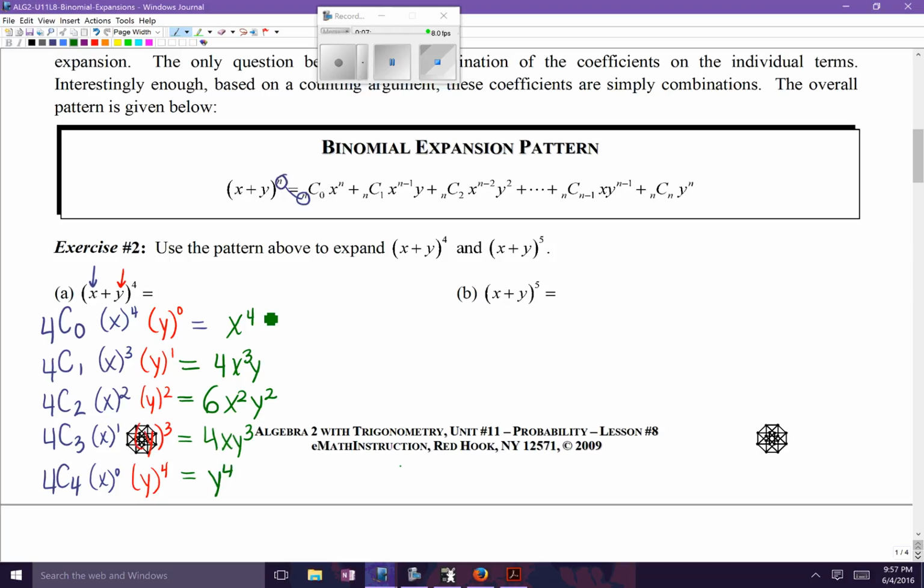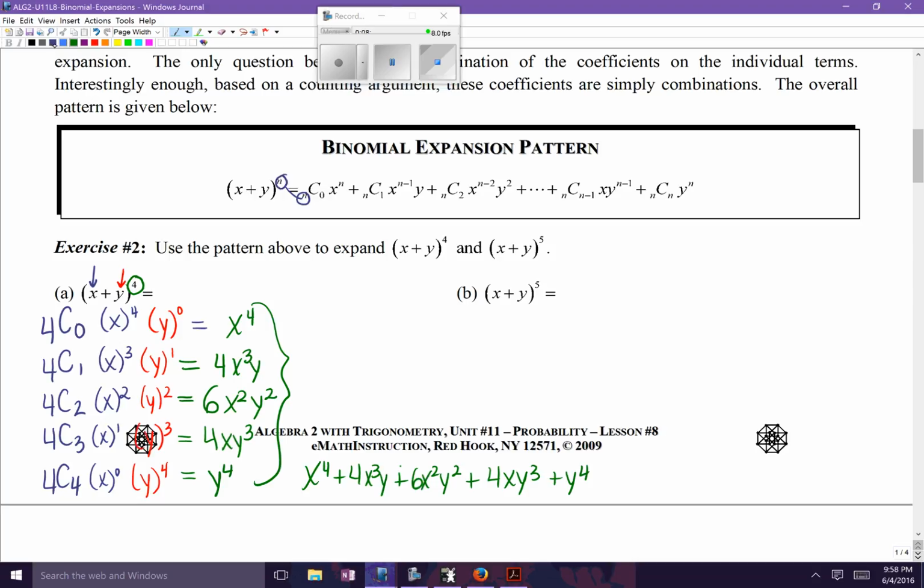So if I rewrite all these and I add them all up, I'm going to get x to the fourth plus 4x to the third y plus 6x squared y squared plus 4xy to the third plus y to the fourth. And now I'm going to notice, remember, we raise this to the degree of 4. Let's check each individual term. This term right here, x to the fourth, has a degree of 4. 4x to the third, y to the first, 3 plus 1 is 4, 2 plus 2 is 4, 3 plus 1 is 4, and then just a 4. So they all have a degree of 4.